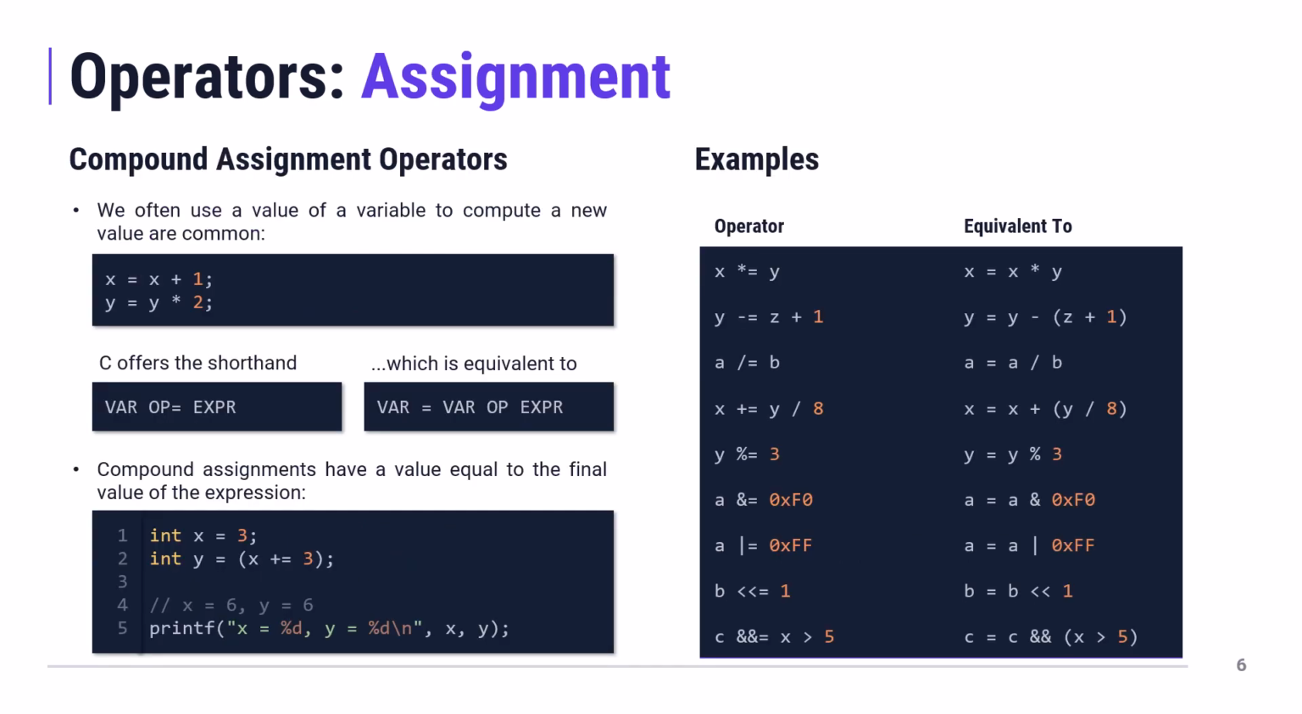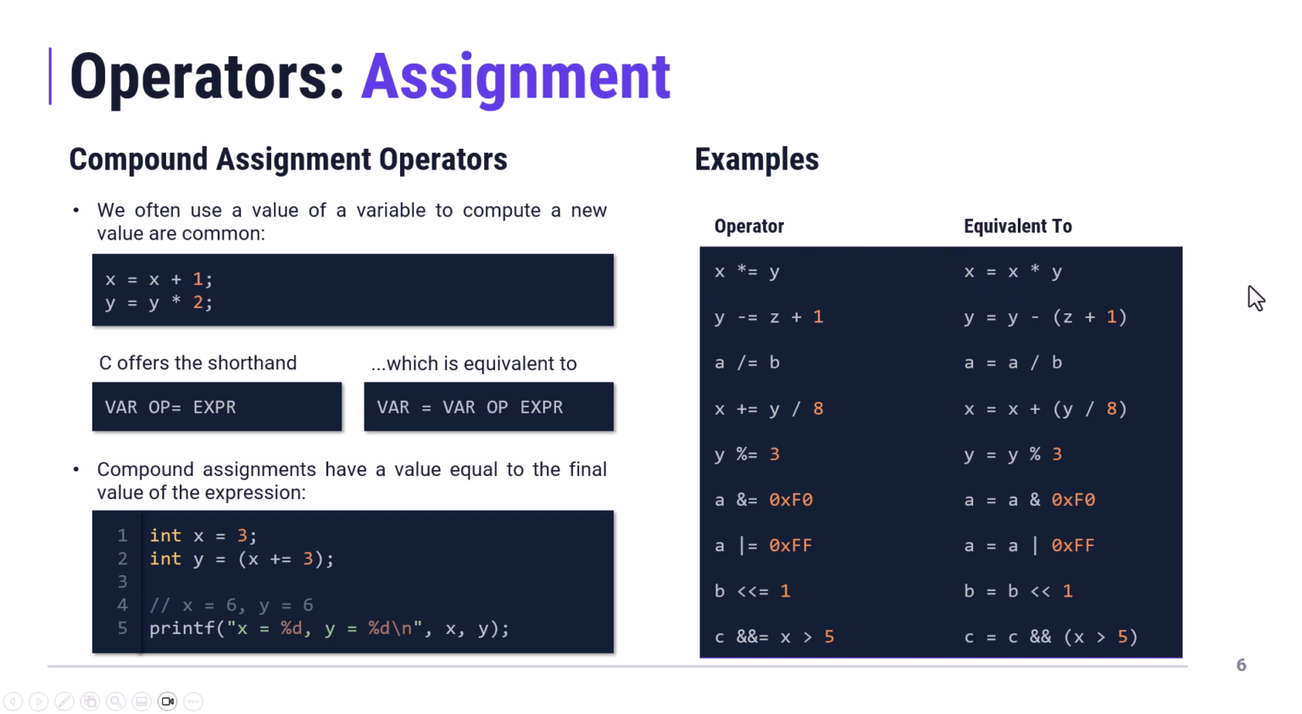Now, in addition to the simple assignment operator, we have the compound assignment operators. You've got this in Java as well. So it's often the case that we need to use the old value of a variable to compute its new value. So x equals x plus 1, y equals y times 2, and so on. And so C offers us the shorthand, just like Java does, where we can say some variable, operator equals, and then an expression. And that is equivalent to variable equals variable operator expression.